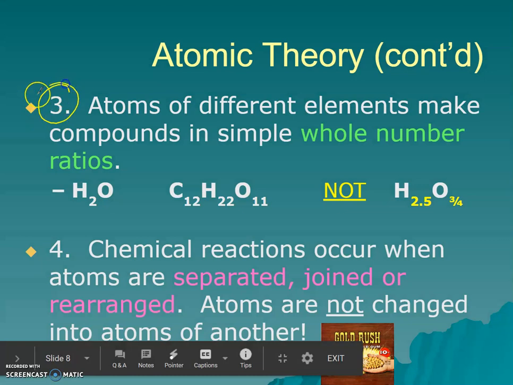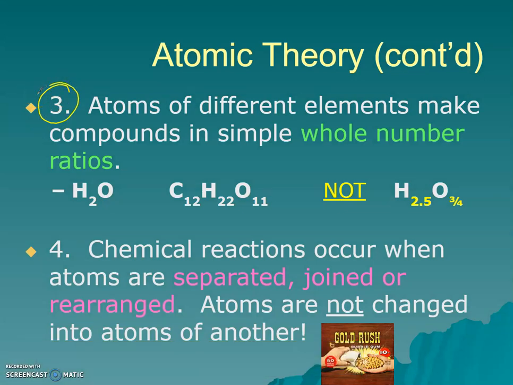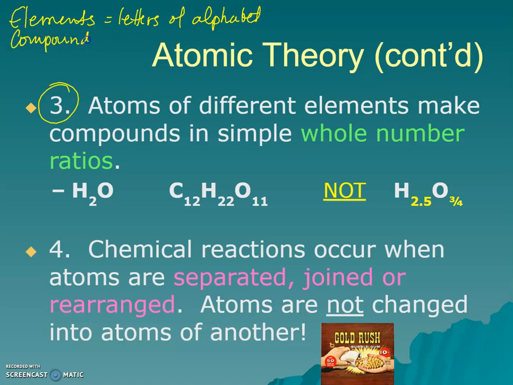All right, number 3. Atoms of different elements make up compounds in whole number ratios. Okay, so elements are going to be like letters of the alphabet, and our compounds are going to be like words. All right, so that's how they all fit together. So if you see something like H2O, what that is telling you is that you end up having a 2-to-1 ratio of your hydrogen to oxygen. That's an implied number 1 right there.